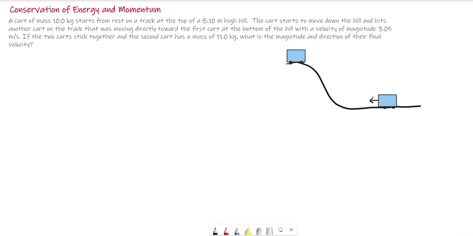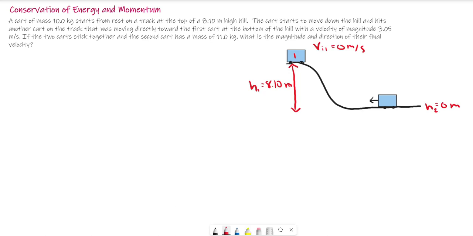Okay, so there's kind of a lot here, so let's break this down and see what we have. We have this first cart, it's starting from rest. That means its initial velocity, so we'll call this cart 1, the initial velocity of cart 1 is 0 meters per second. And then we're told that the hill is 8.10 meters high. So the height of this cart is initially 8.10 meters. And then down here at the bottom of the hill, the height is 0 meters.